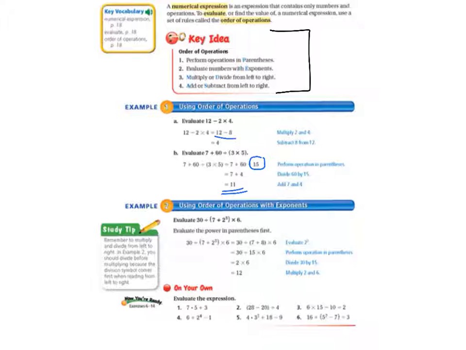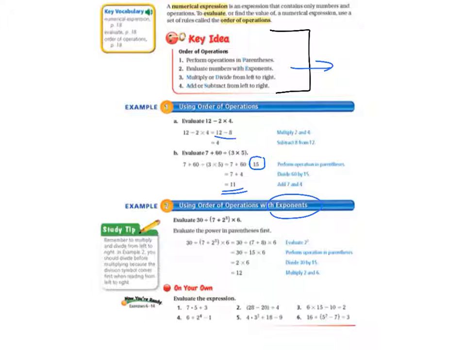Example 2 says using order of operations with exponents. So we've used the order of operations with multiplication, subtraction, addition, division, and parentheses. Now we're going to add exponents in. And if we look up here at our key idea, the order of operations has exponents coming in second, right after parentheses. So our example has us evaluating 30 divided by, in parentheses, 7 plus 2 to the third power, times 6.